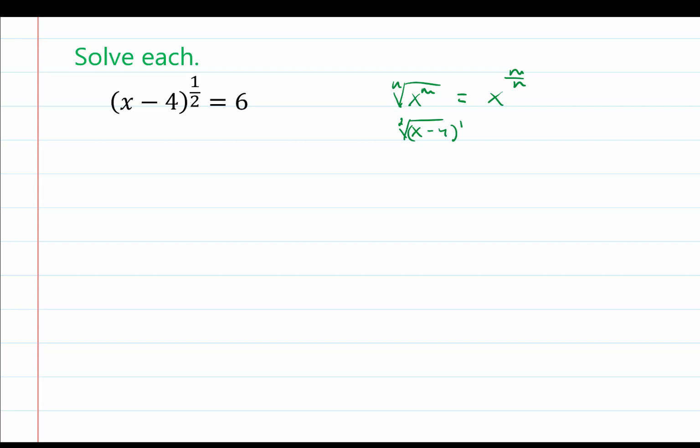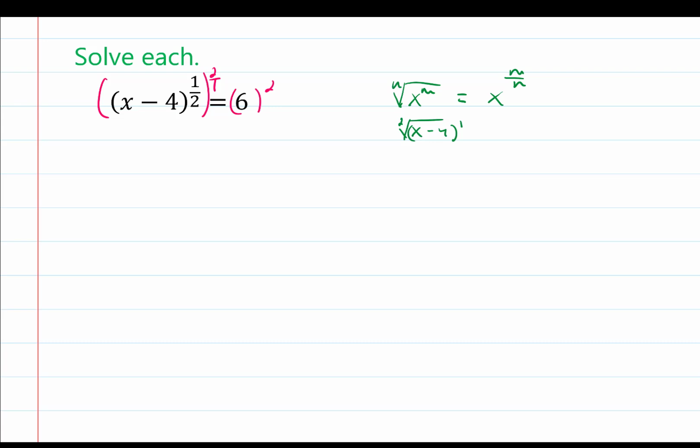Well, the first thing we want to do is isolate the radical, or in this case, isolate the x minus 4 raised to the 1/2 power. There's nothing on the left side outside of that, so that step is already done for us. Let's move on. The second step then is to raise each side to the index. In this case, that means raising both sides to the reciprocal of the rational exponent. So 2 over 1, or just 2.